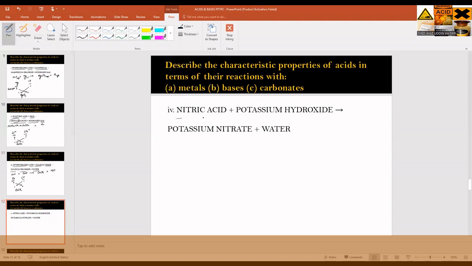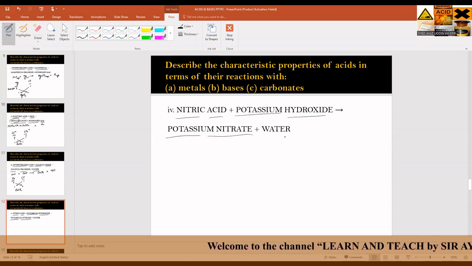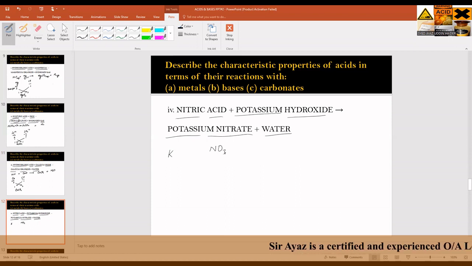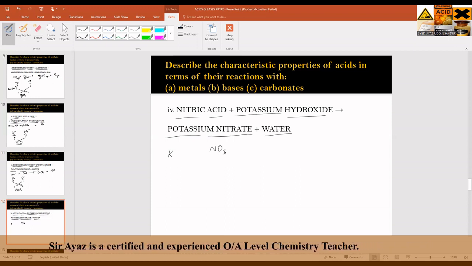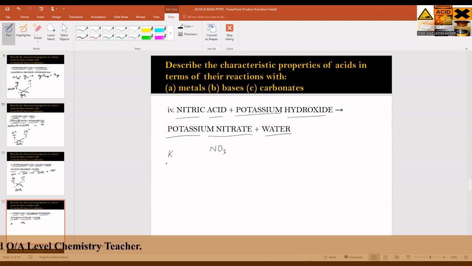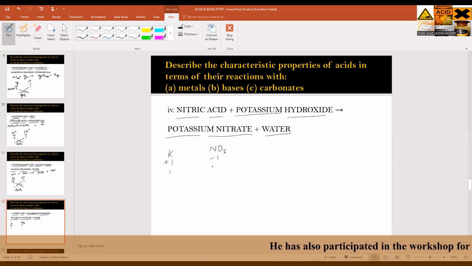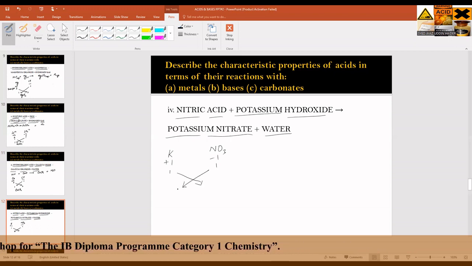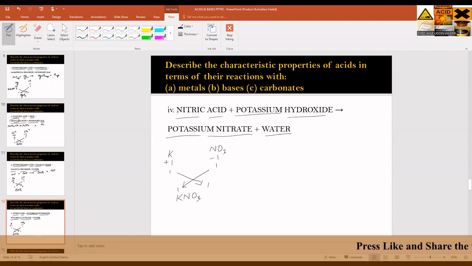This is the reaction between nitric acid and potassium hydroxide. The product is potassium nitrate and water. This time you have to predict the formula between the potassium ion, which is K, and the nitrate ion, NO3. Potassium belongs to group 1, so it must carry a +1 charge. Nitrate carries a -1 charge. Ignoring their charges, these subscript numbers will be exchanged, and you will get KNO3 as one of the products.